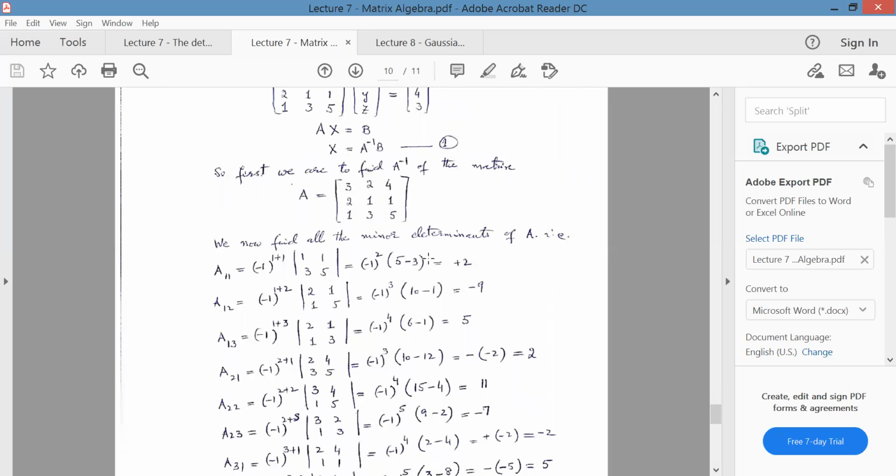And you observe that there are 9 values in this matrix. And for each value, you are to find the adjoint matrix. Minor determinant for each element. Minor determinants. So how can we find the minor determinant?